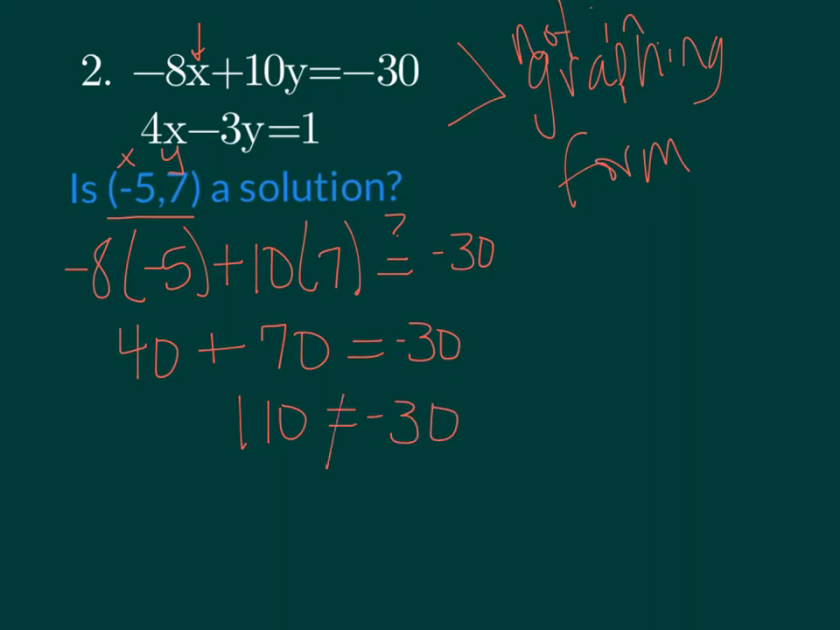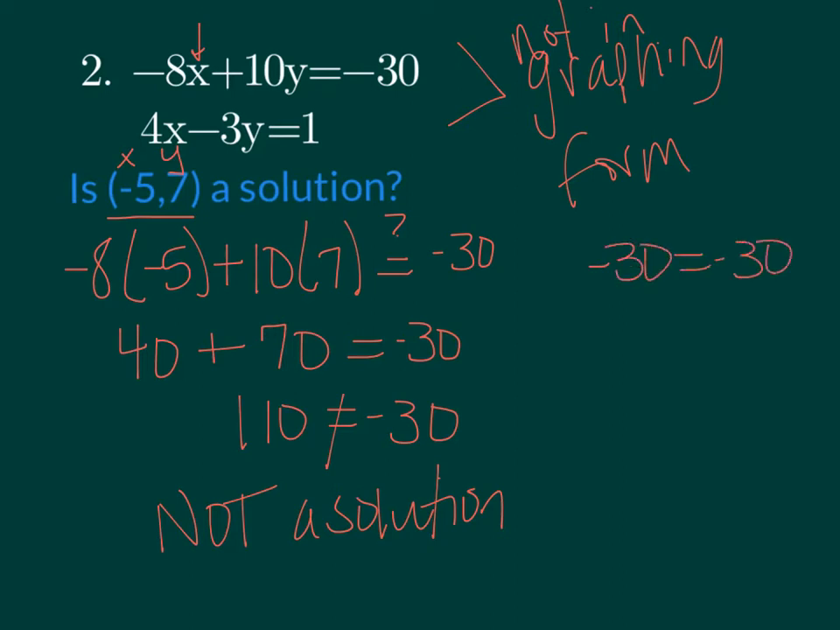Now let's say it did equal. Let's say we did all this work and it was negative 30 equals negative 30. We would then have to substitute the numbers into the other equation and see if it were a solution. If that came out true, then it is a solution. But once we have one where they're not equal, then we know the answer is no.